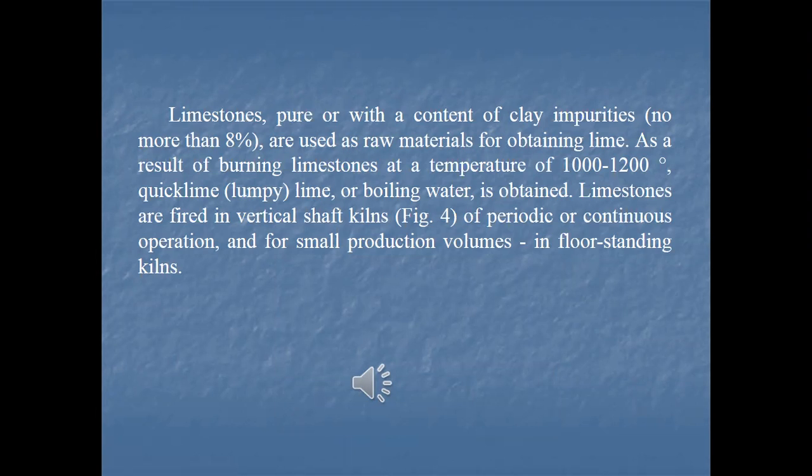Limestones, pure, with a content of clay impurities of no more than 8 percent, are used as raw materials for obtaining lime. As a result of burning limestones at a temperature of 1000-1200 degrees, quicklime, lumpy lime, or boiling water is obtained. Limestones are fired in vertical shaft kilns, of periodic or continuous operation, and for small production volumes, in floor-standing kilns.